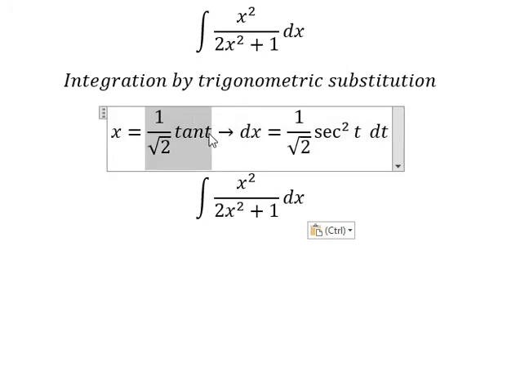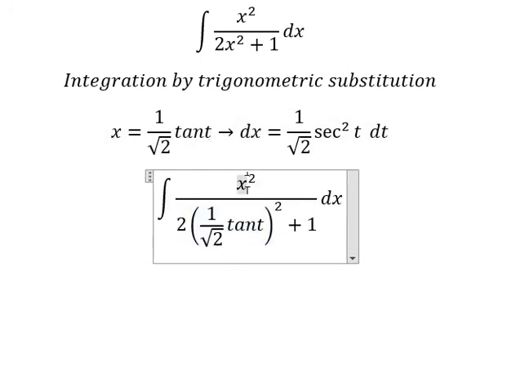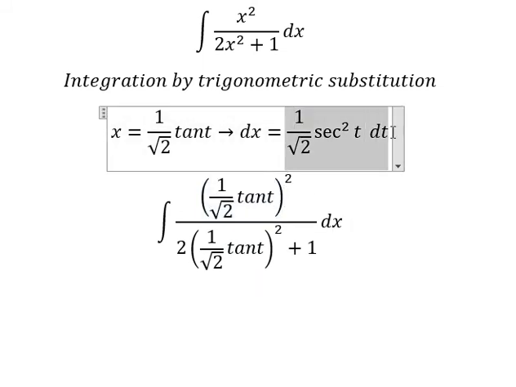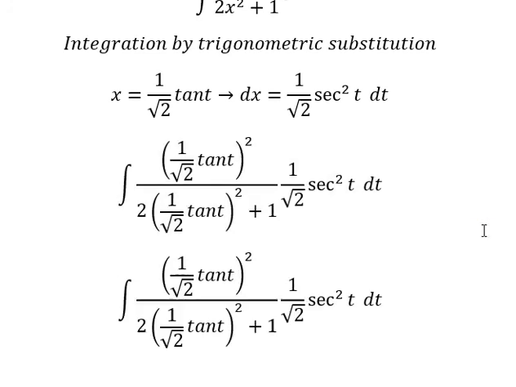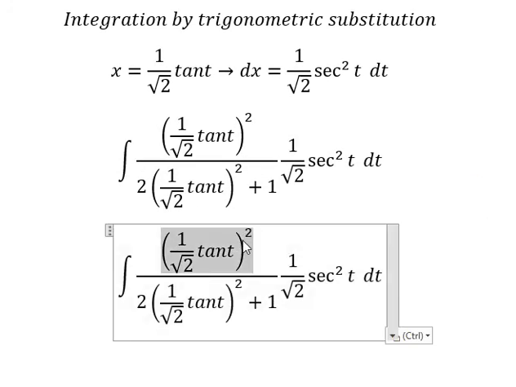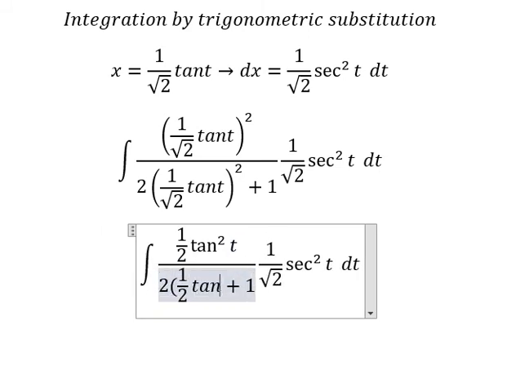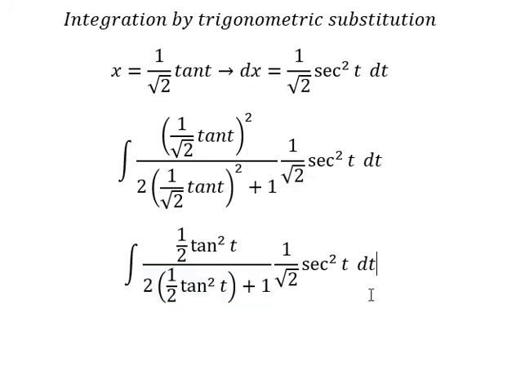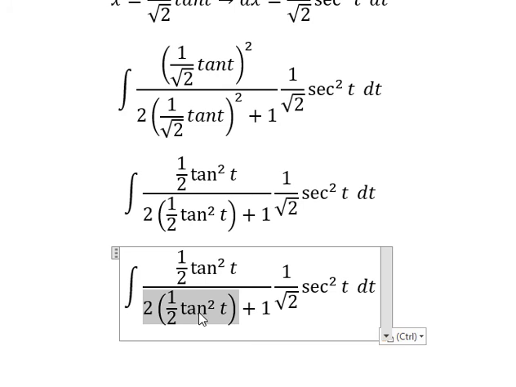So I need to put this one in here and here. ds we change by this one. This one we have 1 over 2 tan t squared. This one we have 1 over 2 tan t squared. So we know that the 2 and 2 we cancel.